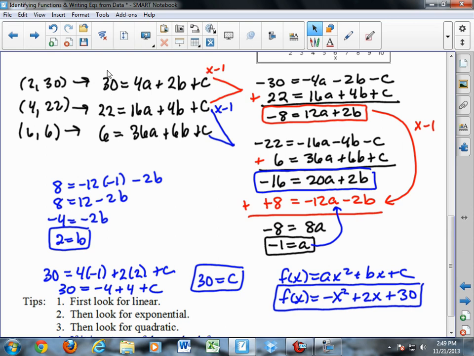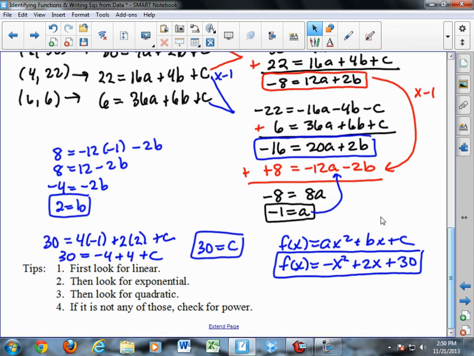30 equals 4 times -1 plus 2 times 2 plus c. So 30 equals -4 plus 4 plus c, c equals 30. Now I have a, b, and c. I go back looking at my original equation. I guess I wrote it down here. There's my general equation. I know what a, b, and c are now. I substitute in -1, 2, and 30, and there is my quadratic equation.